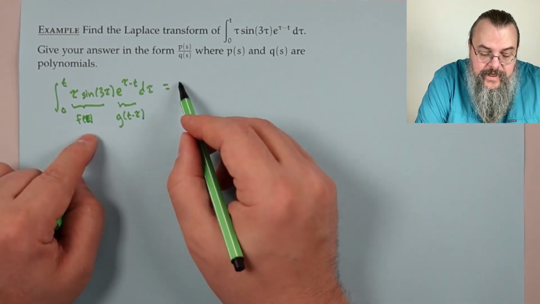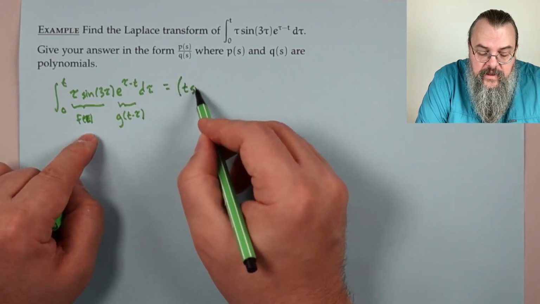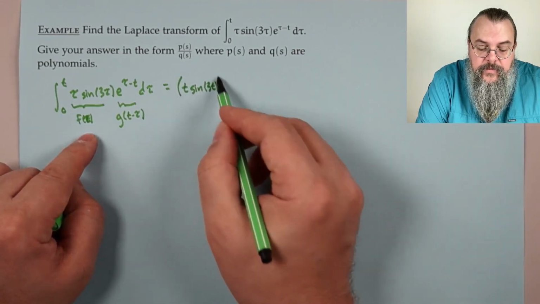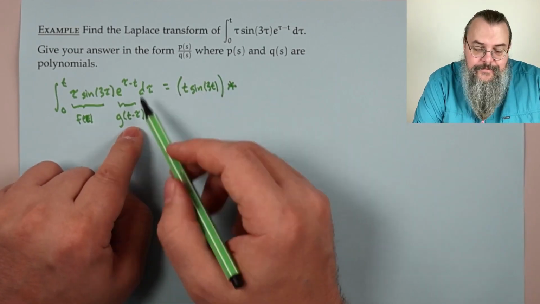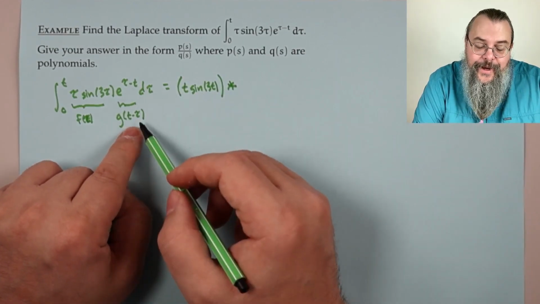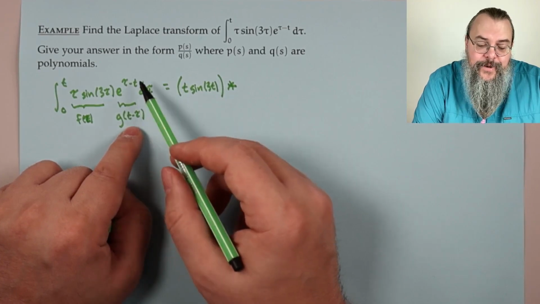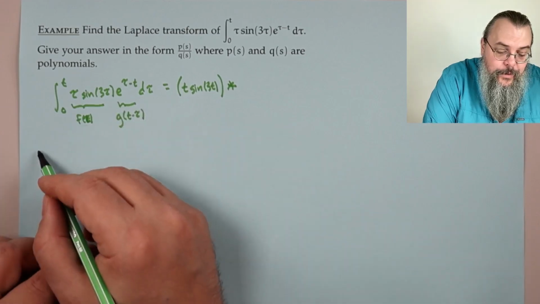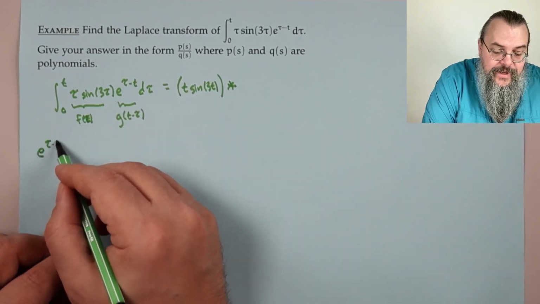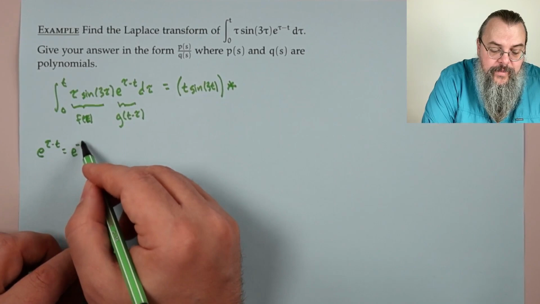Well, the f of tau, that's pretty easy to spot. That's tau sine 3 tau. And now we're convolving with, now here's the thing. This is tau minus t. I want t minus tau. How does one make a tau minus t look like a t minus tau? Well, the answer will not surprise you. It is, you pull out a minus sign.